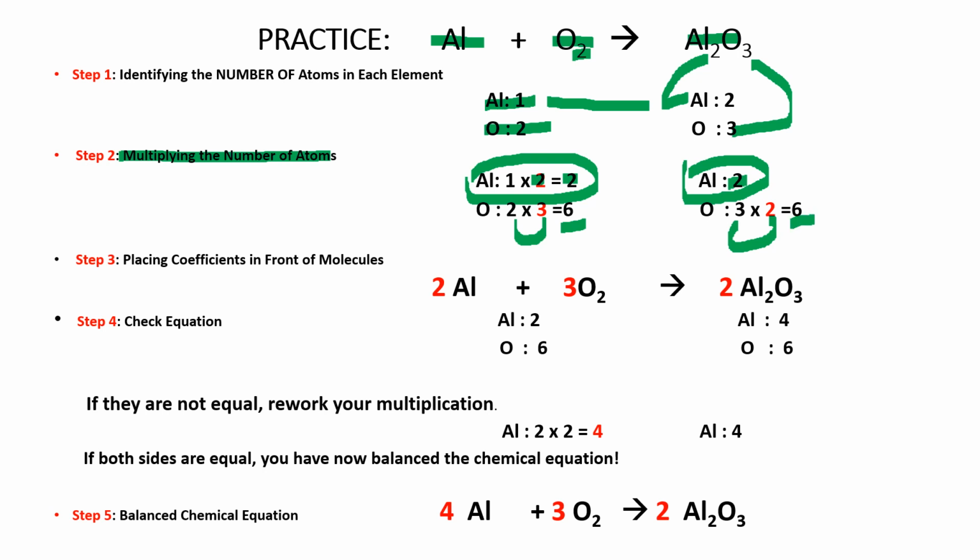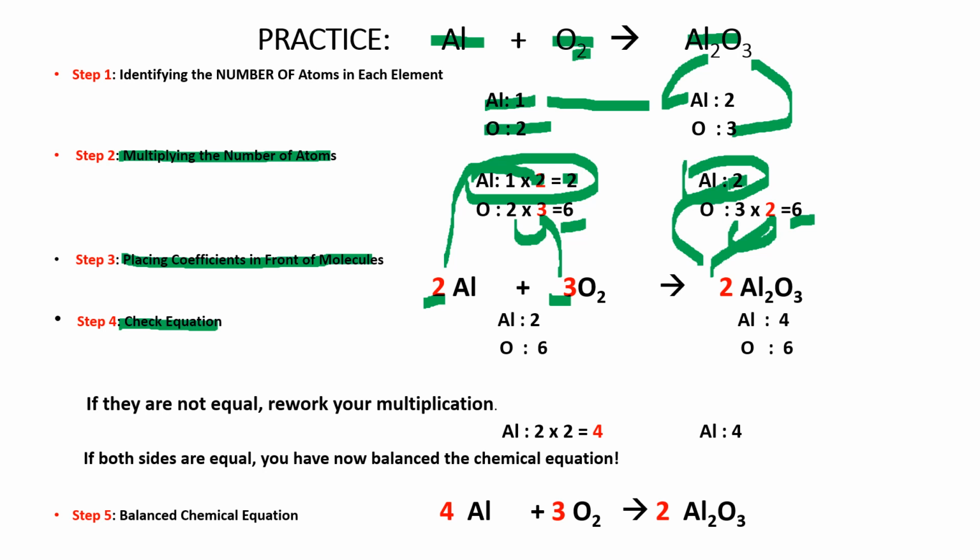Okay, so step 3, placing the coefficients in front. For aluminum, there is 2, put it in front of aluminum. So you have 2 aluminum. What about the coefficient 3? Put it in front of oxygen. And the coefficient of oxygen is 3, and for aluminum oxide it is 2, right? These are the coefficients written in front.